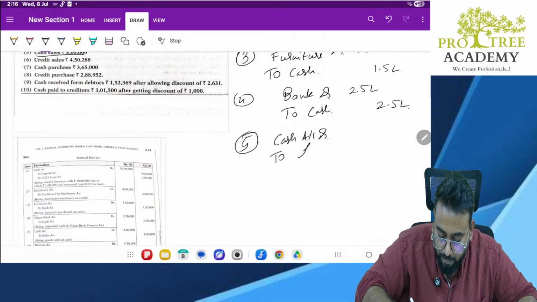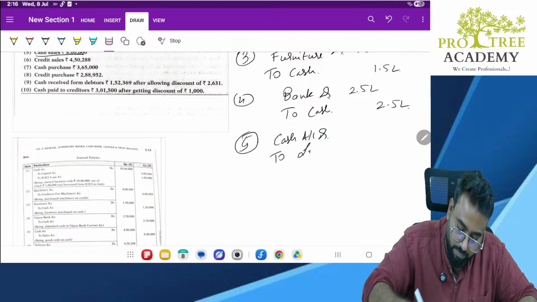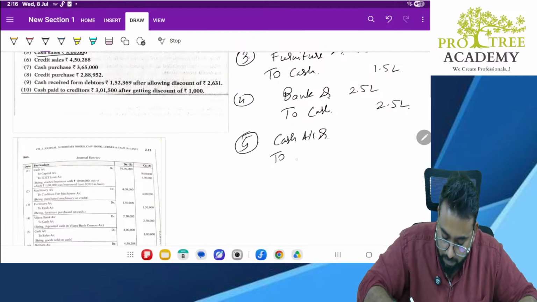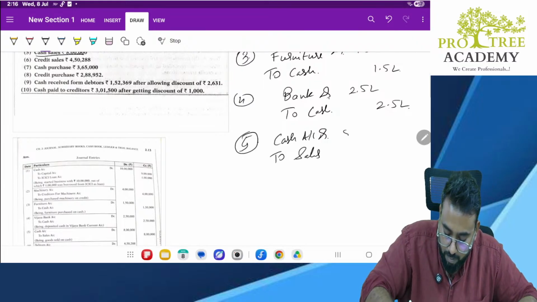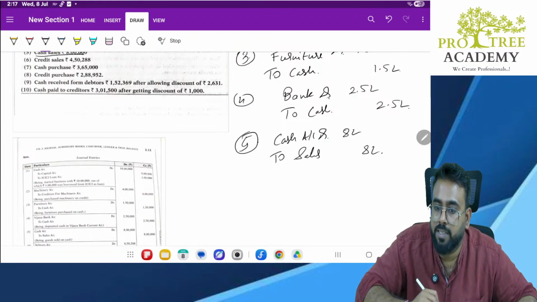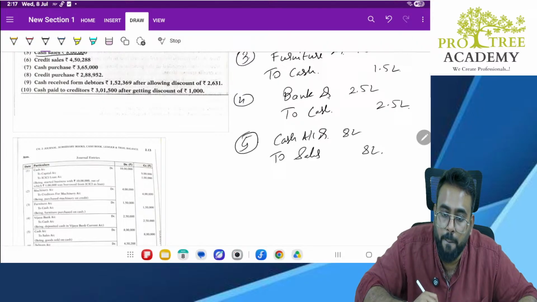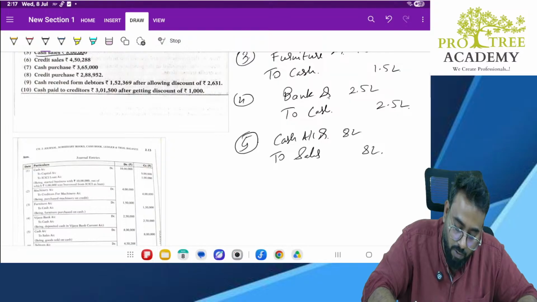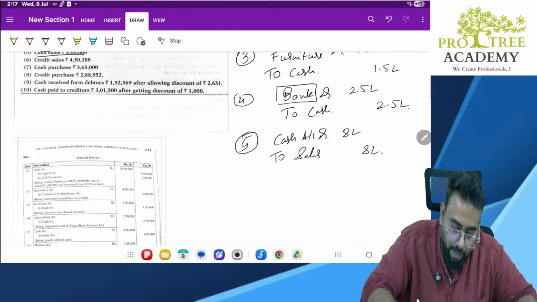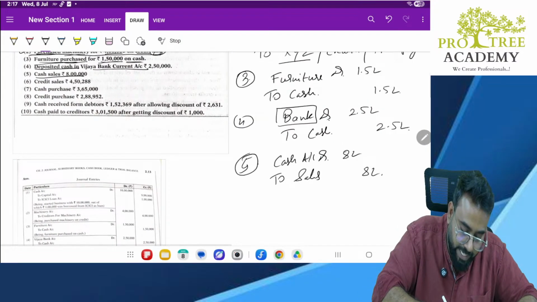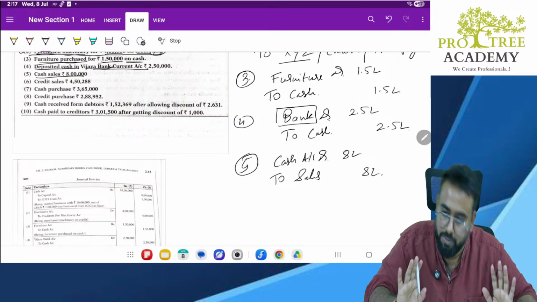One student is asking, sir, instead of writing bank debit, can we use Vijaya Bank current account? Yes, you can use.